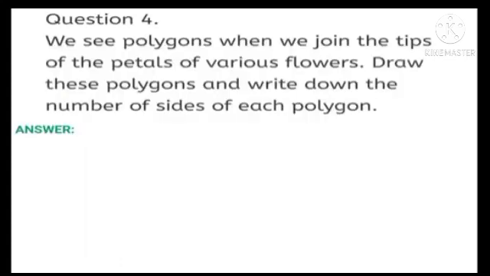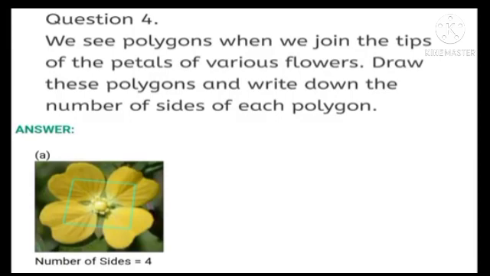Okay. Question number 4. We see polygons when we join the tips of the petals of various flowers. Draw these polygons and write down the number of sides of each polygon. So let's have a look at a few flowers. Let's draw any 3 flowers. So first one, we can see this flower with 4 petals. So write number of sides is equal to 4. When you join these petals, you can get 4 sides. That is when we join the tips of these petals.